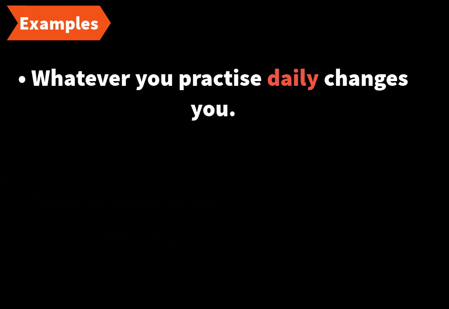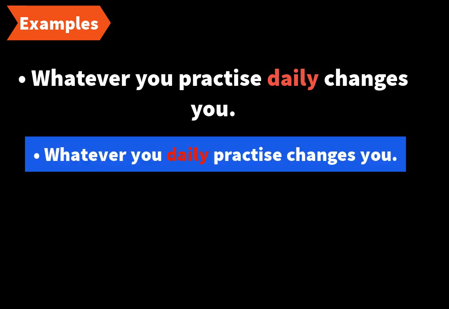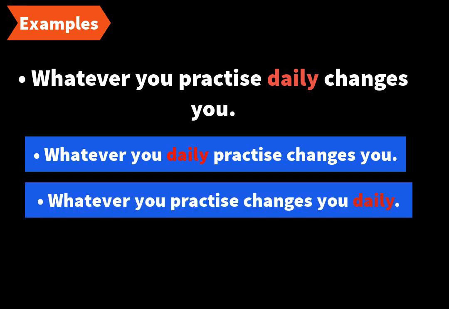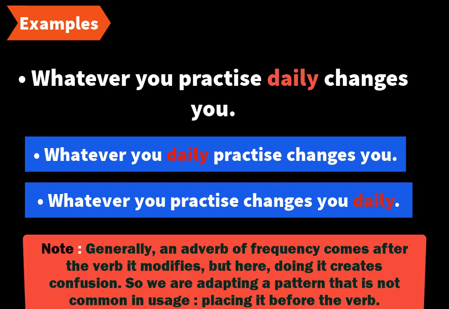But again, what happens when you write the sentence? You leave a scope of confusion, right? And that's something we don't want to do. So how do we correct it? Again, if I want to modify the action of practicing, I'll place this modifier before it. I'll say, whatever you daily practice changes you. Now, if I want to modify the action of changing, I'll place this modifier at the end of the sentence. Whatever you practice changes you daily, right? Now, what happens daily? Changes you daily. Whatever you practice changes you daily.